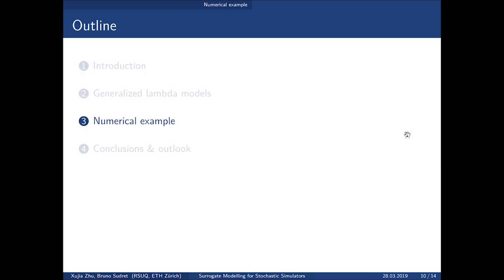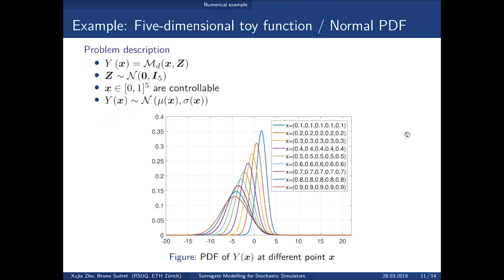Now let's look at the performance of the two proposed algorithms through an analytical example. The stochastic simulator is defined as a deterministic function of x and z, but we do not control the value of z and let them vary freely according to their underlying distribution. In this case study, z are multivariate Gaussian random variables of dimension 5. The input parameters lie in a 5-dimensional unit hypercube. The output for a given input vector follows also a normal distribution with the mean and standard deviation as a function of x, as we can observe from the figure.